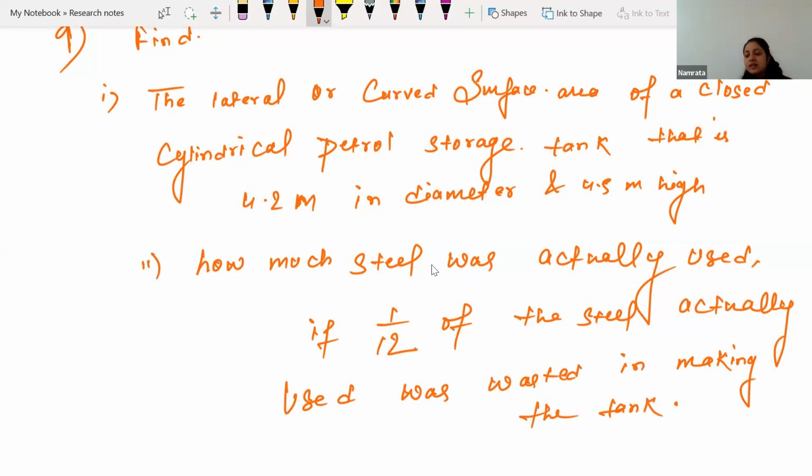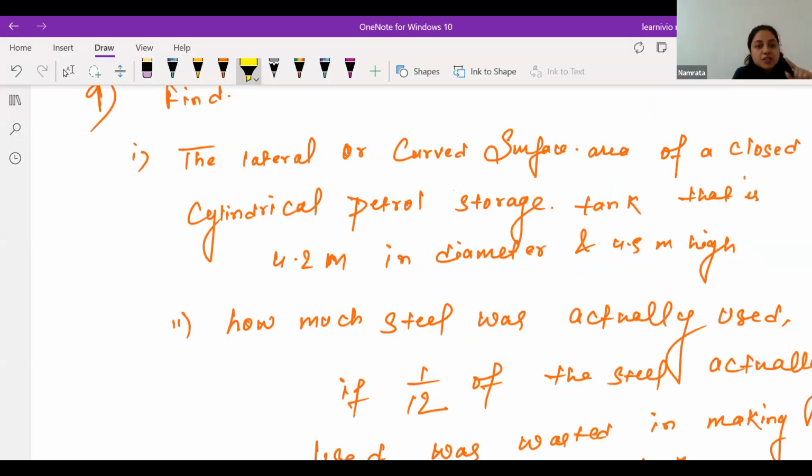Now let's do it. Here what the question says, let's focus on that. Find the lateral or the curved surface area. As I said on the very first day while explaining the concept, lateral surface means around it, whatever surface area is there. So curved surface area has one more name, that is lateral surface area. We have to find the lateral or curved surface area of a closed cylindrical petrol storage. The diameter is given, height is given. What is the formula for curved surface area? It is 2 pi r h.